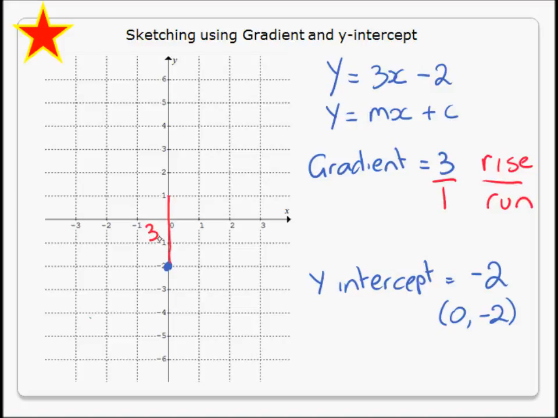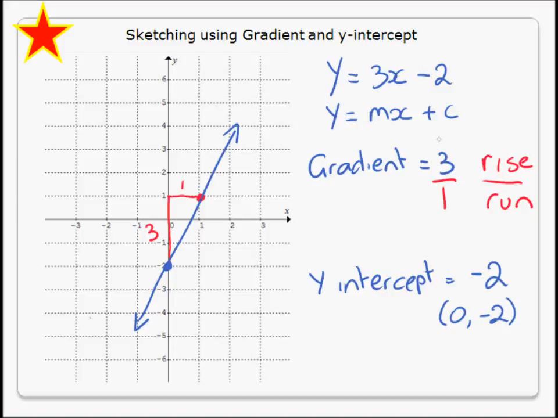I'm not too sure which way to go. Not sure whether to go to the right or go to the left. But because the gradient is positive, I need to be having my line heading up towards the positive side. So that tells me to go right. So now I have 2 points on my line and I can sketch them by joining them up. Put a little arrowhead on them. Should really extend a little bit further, but that'll do for now.